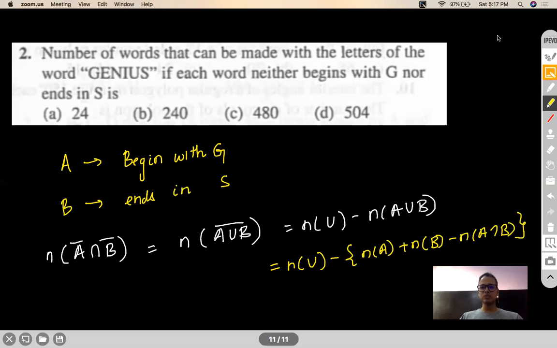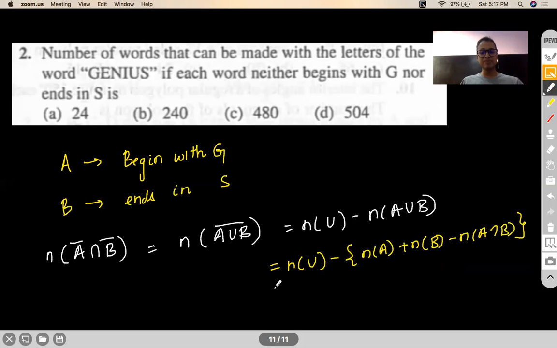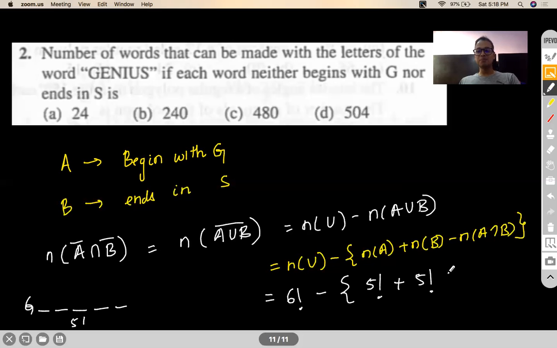Now NU is the total number of words that can be made, which is 6 factorial. NA is the number of words that will begin with G. That is 5 factorial, because if you fix up the G position, the other 5 places can be filled in 5 factorial ways. NB, number of words that end with S, that is 5 factorial. Now number of words which begin with a G and end with an S. That means if you fix the S position and G position, you have only 4 factorial ways to make the other words. So the answer is simply this.